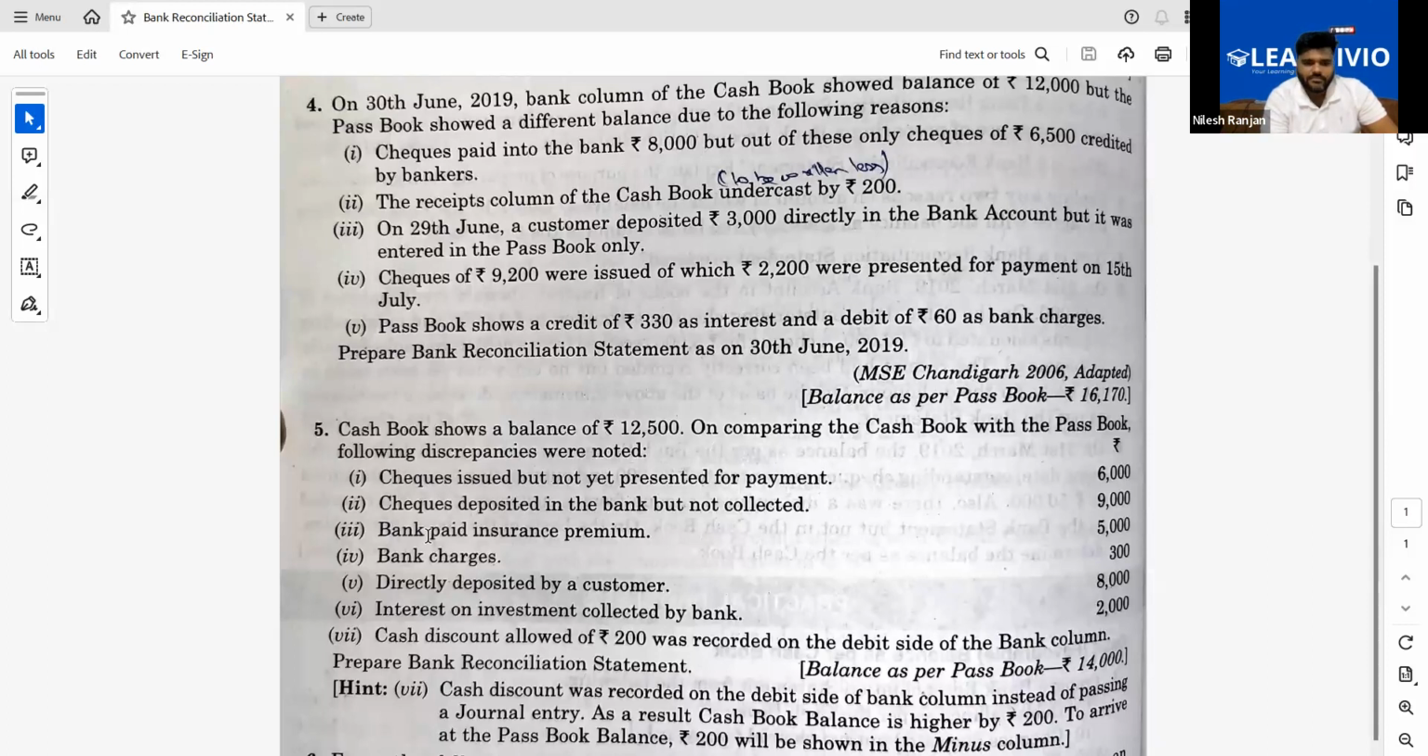Yes, sir. Sir, I wrote it in the list. You wrote it on the left side, but explain the transaction to me. So we allowed discount. The cash discount was allowed of 200 rupees, and then it was written on the debit side of the bank column. When it's allowed, it means we lose some money. That's why you wrote it on the left side. Because when we allow discount, we reduce the price from its original price. So I thought it will be on the left side.